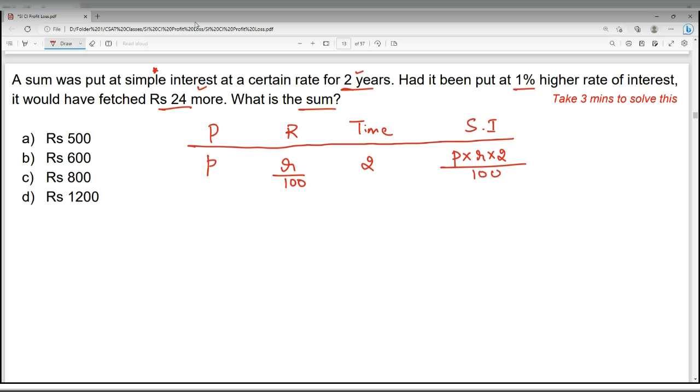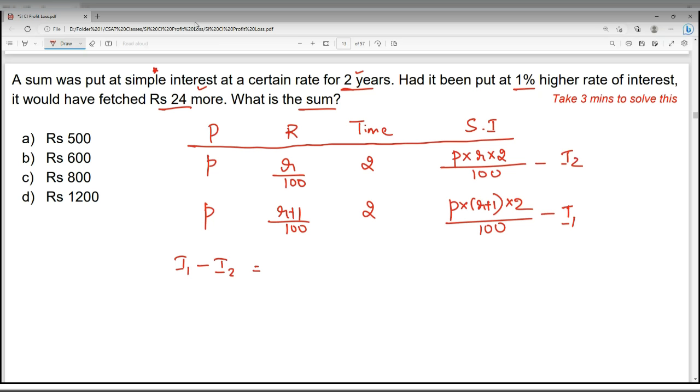And then they're saying, had it been put at 1% higher. So the same principal, had it been put at 1% higher for 2 years, that would have generated P into R plus 1 into 2 divided by 100. So this is interest 1 and this is interest 2. They are saying that interest 1 minus interest 2 is equal to 24.